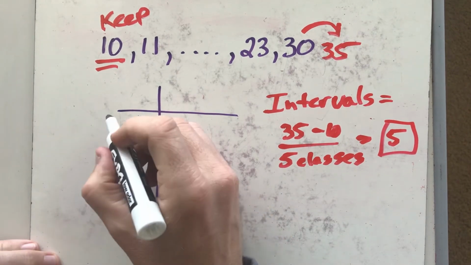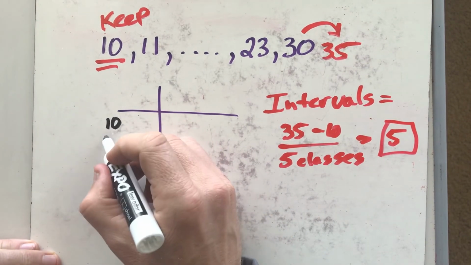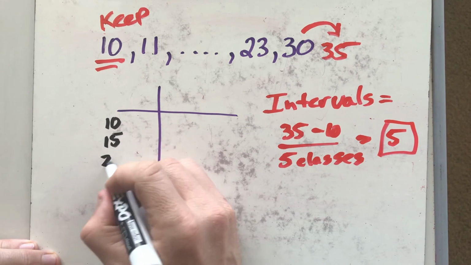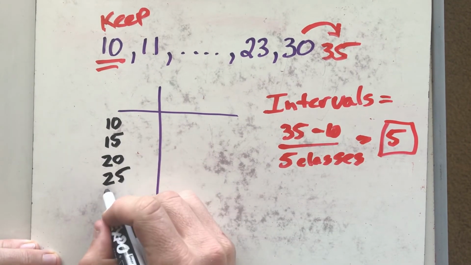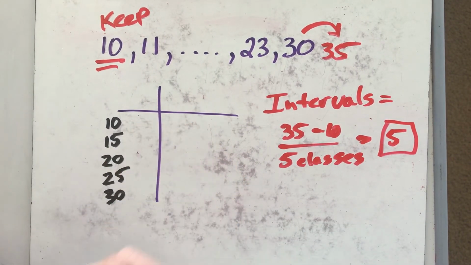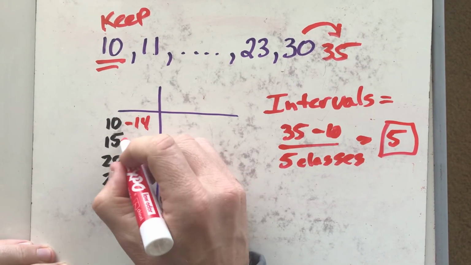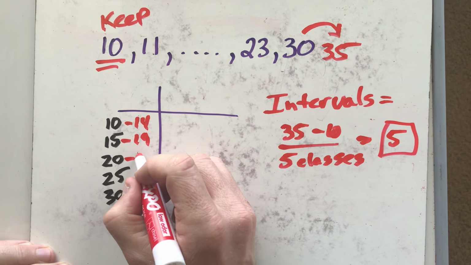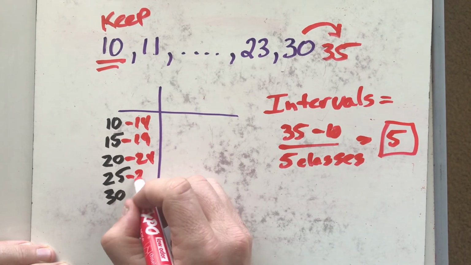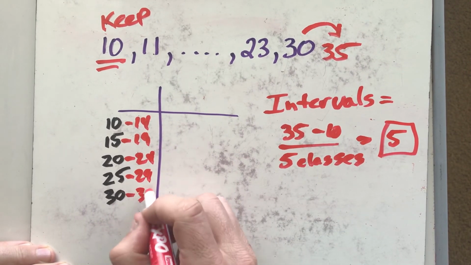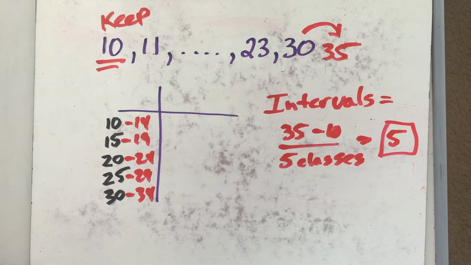And real quick, how to make those intervals again, you start at 10, counting by 5, so 10, 15, 20, 25, 30. 5 classes. Then the intervals go from 10 to 14, 15 to 19, 20 to 24, 25 to 29, and 30 to 34. Again, looking at your data set, saying how many fall under each interval, and make your histogram.